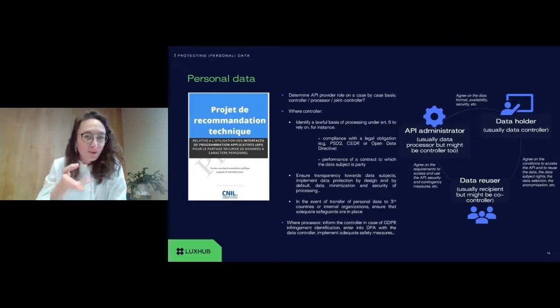If I send data to a third party, what is the third party going to do? Am I co-controller or not? If I'm not co-controller, well, then the recipient will have its own obligation, but I have to ensure that the one to whom I send the data is not doing something completely wrong with it, of course. So that's on the side of the personal data.